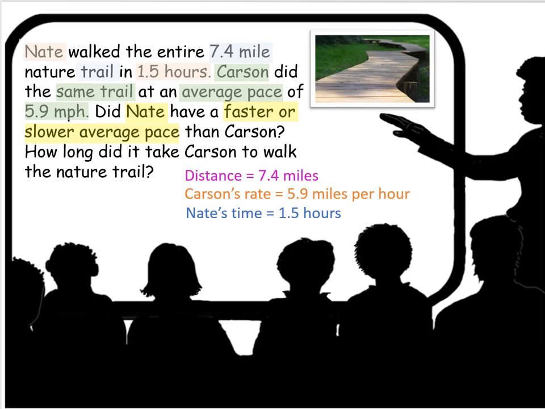Well, the information that we can gather from the problem itself: we know the total distance for both of them, for Nate and Carson, is 7.4 miles. We also know that Carson's rate, or his pace, is 5.9 miles per hour. And Nate's time, although we don't know how fast he was running or walking, was 1.5 hours.